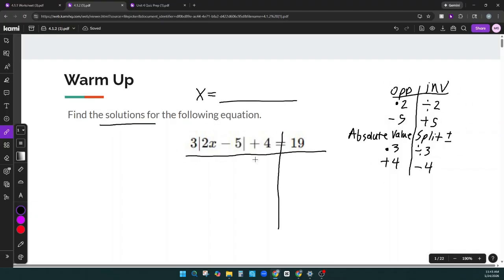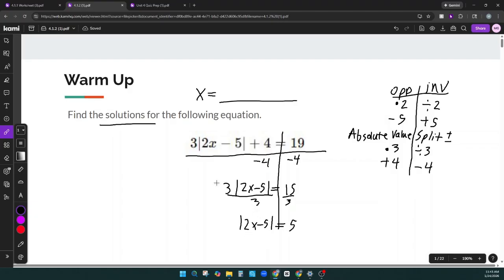So I'm going to get my t-chart. I do minus 4, minus 4, and I get 3 times the absolute value of 2x minus 5 is equal to 15. From there, I divide by 3 and divide by 3. I get absolute value of 2x minus 5 is equal to 5.